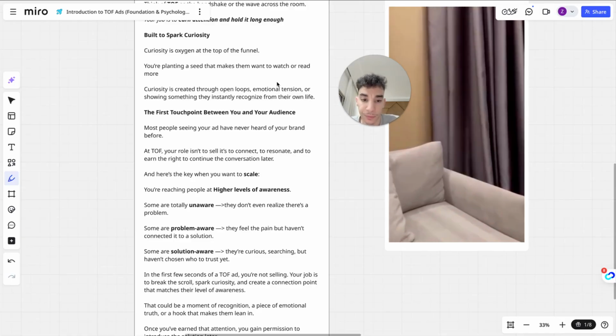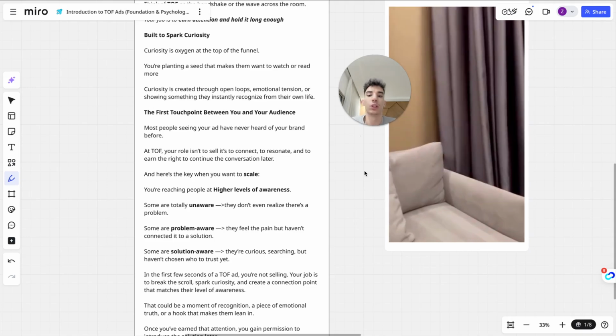So, open loop and emotional tension: talking about their emotions in an intense way. You know, like I feel drained, I feel unmotivated, it's making me feel sad, I want to just cry. I feel tired the whole day, just sitting on the bed, not motivated to do things. I even think about ending it all, and stuff like that. This is emotionally intense, or shows something they instantly recognize from their own life.